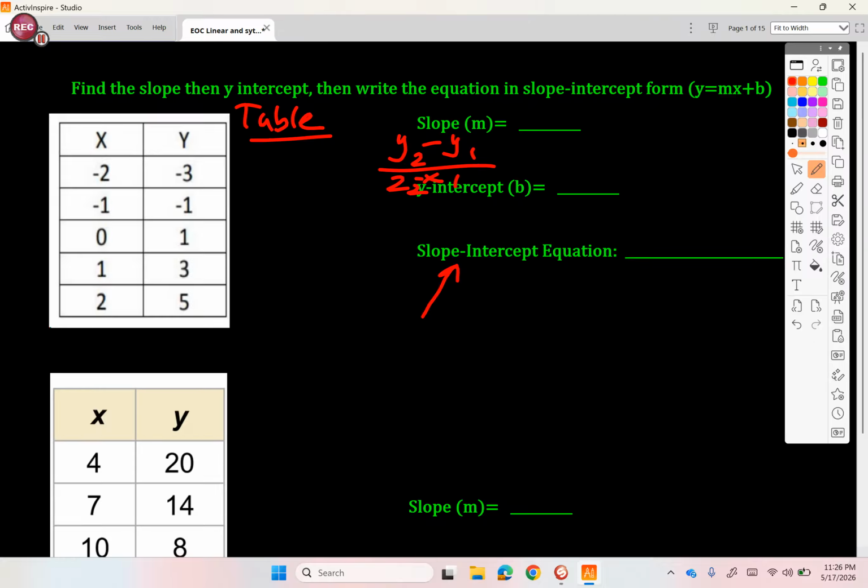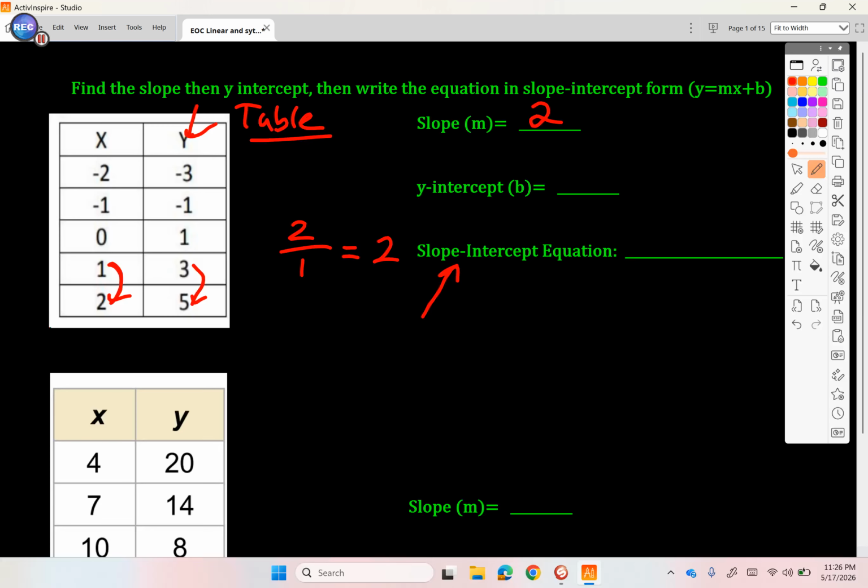Or you can just see the change in the y and put it over the change in the x. I just think it's a lot easier to think about it like that. Look at your y category and look at any 2 points on the x and the y here. So from 3 to 5, that's going up by 2. That's your change in the y. From 1 to 2 is going up by 1. So I know my slope is 2.